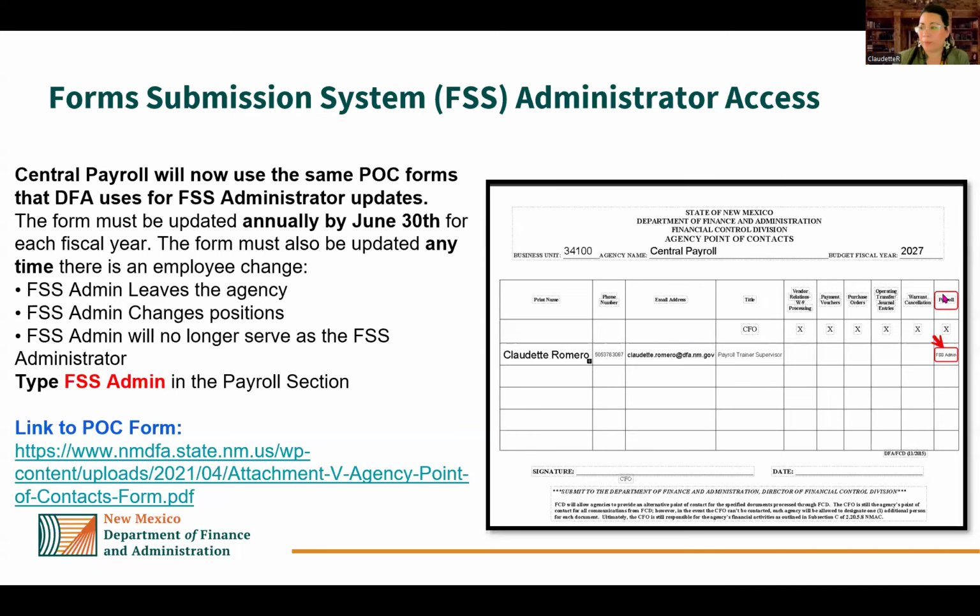We have a payroll section on the form that you can either put a check mark if you are going to be picking up checks for payroll, but we're asking that you also list your name if you are going to be the FSS administrator, so we can ensure that you have the correct access. By doing so, we ask that you put FSS admin right where there's an X, just type it in. It's a fillable form, so you can fill that out and submit that along with your annual forms that you submit to DFA.